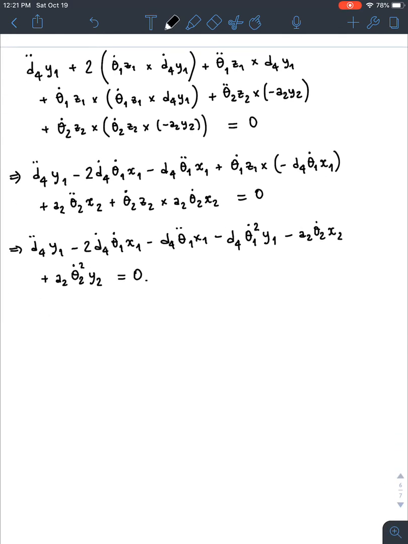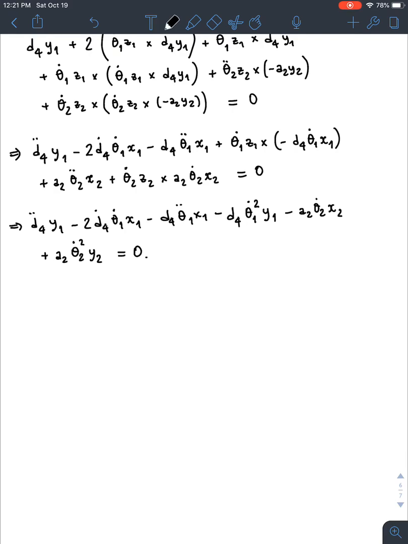And finally, I can write them in the zeroth frame, right? Now, what I have is d4 double dot. If I look at the components of y1 in the x0, y0, z0 directions, they are negative sine 1, cosine 1, and 0.